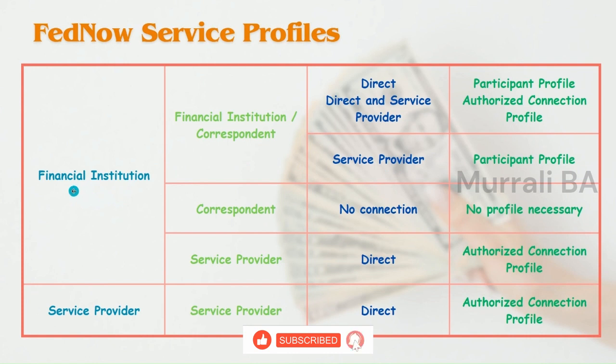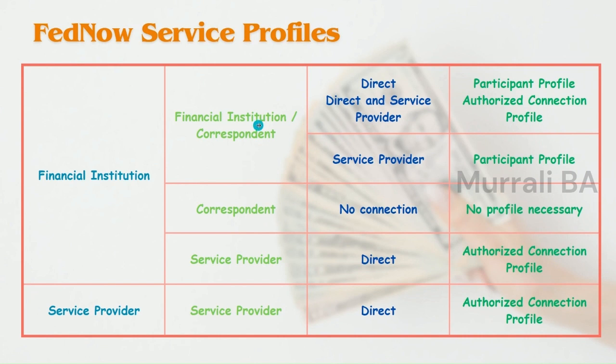Let's say your bank opted to play the role of a financial institution, which means they are providing customer credit transfer support or even the correspondent role, and they would want to connect to the FedNow network directly using their connection party, or using some service provider's connection party. Then they would need a participant profile and also an ACP, authorized connection profile.